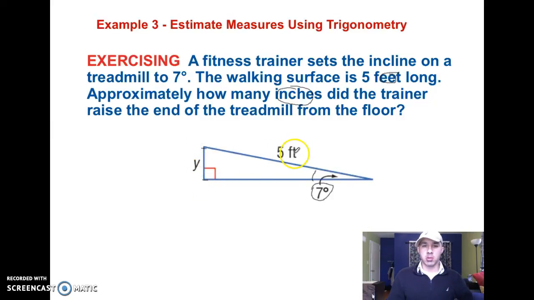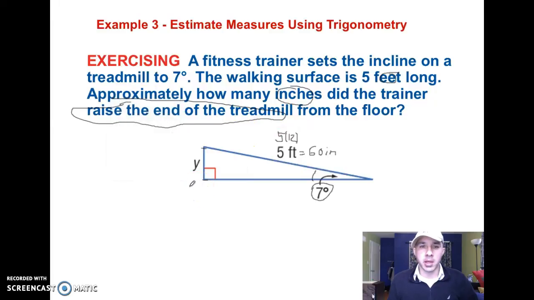Okay, the first thing you want to do in this case is convert feet to inches. So how many inches are in a foot? We'll take 12 inches times 5. This is 5 times 12 inches, and so we'll get 60 inches. This is going to help us with finding out what the raise is of the treadmill.